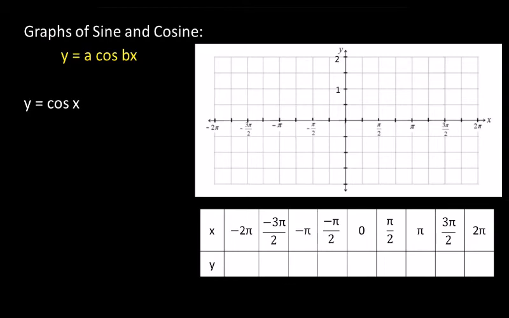Cosine is going to be a little bit different, but it's still going to have some things that repeat and come up again and again for us. So as we look at our standard, y is equal to a cosine bx. A is still going to be our amplitude, so that doesn't change. The period is going to be 2 pi over the absolute value of b. In this case, since our b value is an understood 1, then we're just going to have a period of 2 pi.